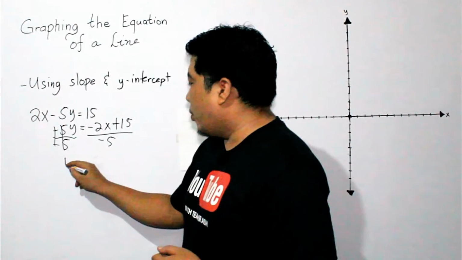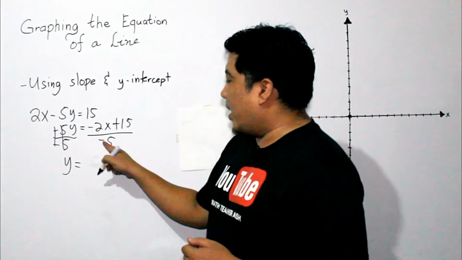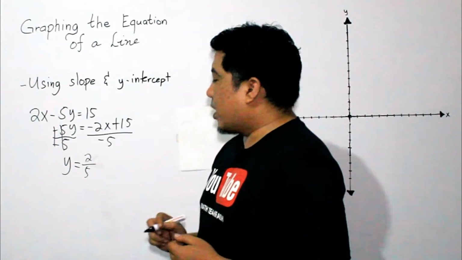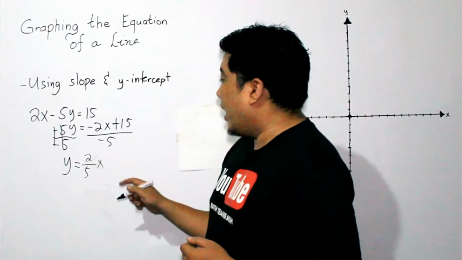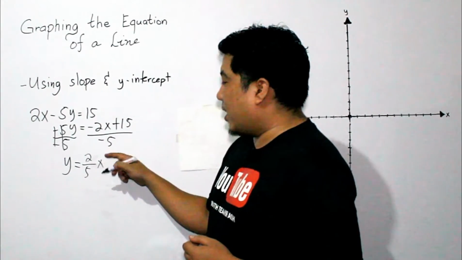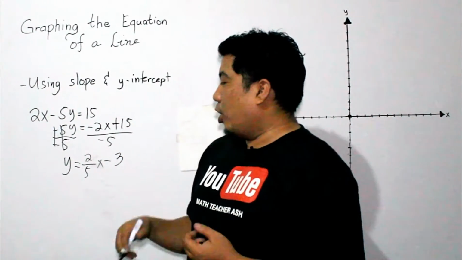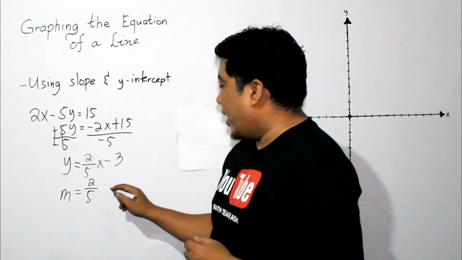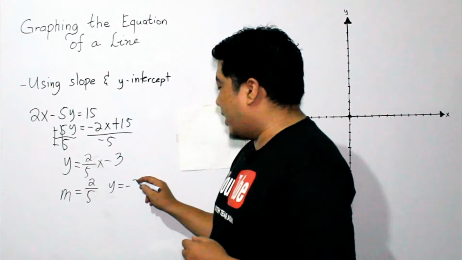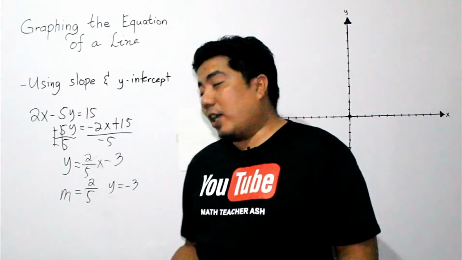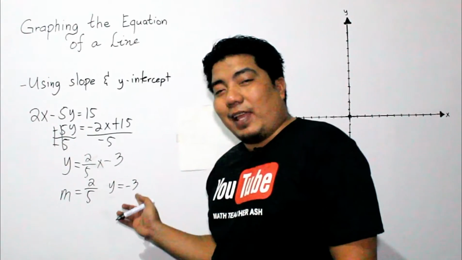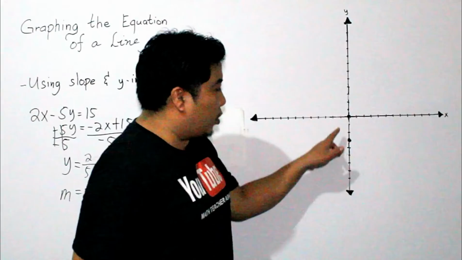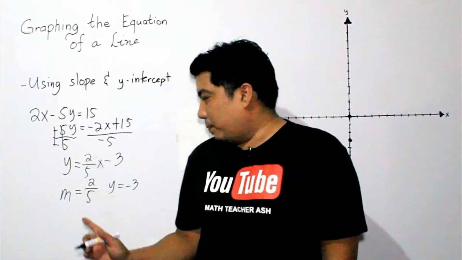That will be cancelled. We have y, alright? Negative and negative, that will also be cancelled. 2 over 5, we cannot divide 2 by 5, so we will copy 2/5 x. And then, positive 15 divided by negative 5, that is negative 3. So, therefore, our slope is positive 2/5, and our y-intercept is at negative 3. So, what you can do here is first, you plot negative 3 on the y-axis. Okay, and that is here, because 1, 2, 3. Negative 3.